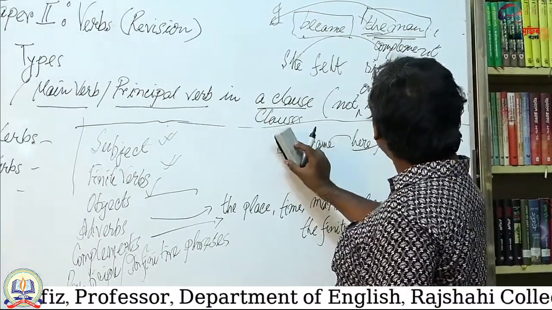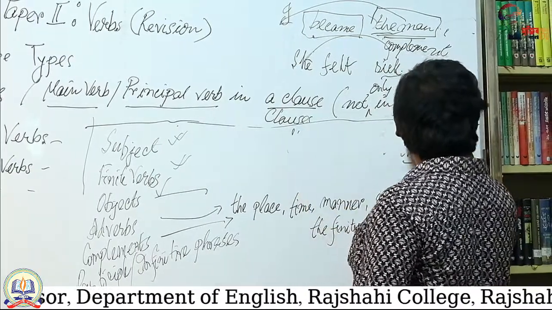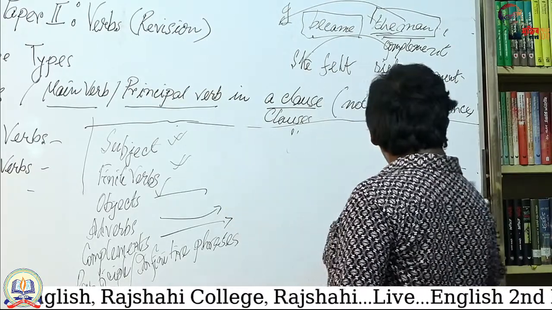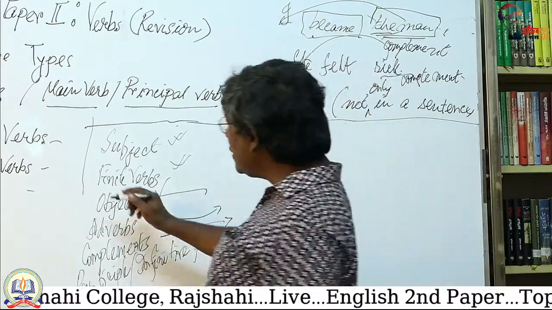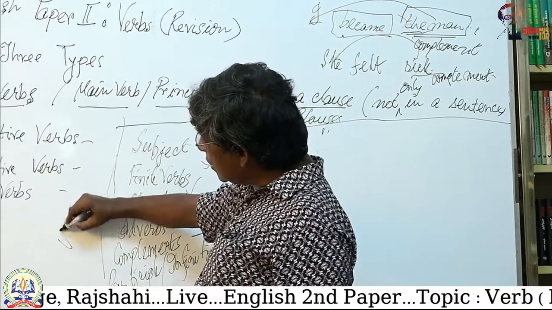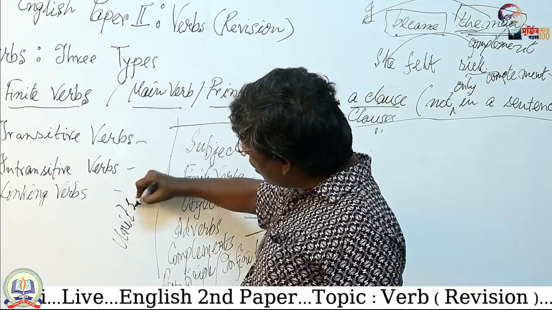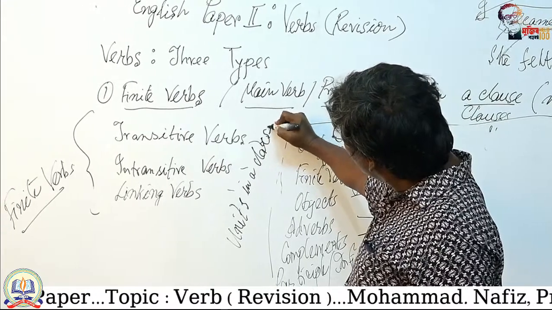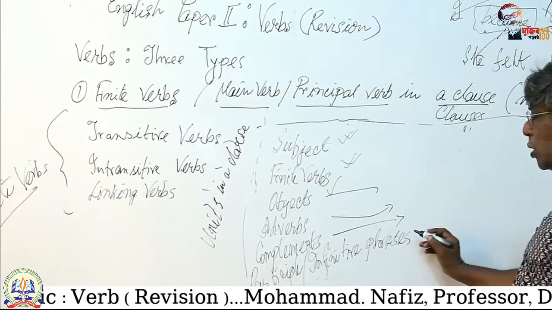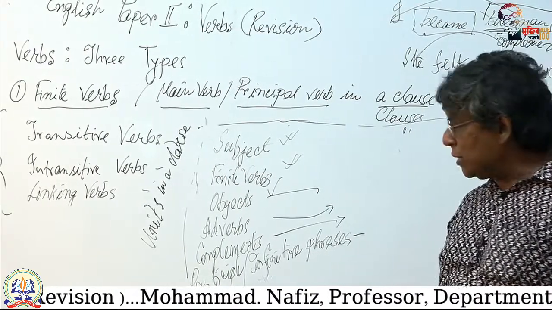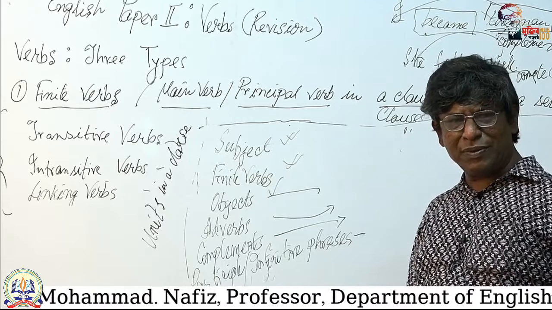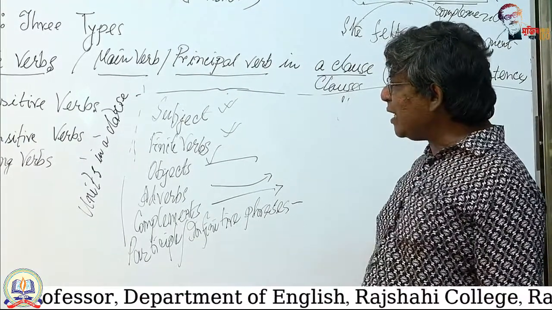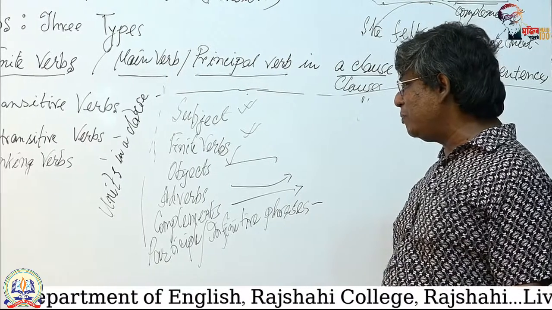And we also have the other units in a clause. We have also participle phrases and infinitive phrases. When I discuss the participles and infinitives in this class or the next one, you will identify them better. Today, let me go back to the discussion on different types of finite verbs.